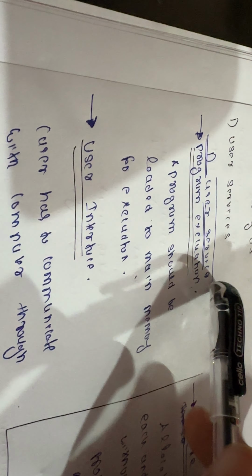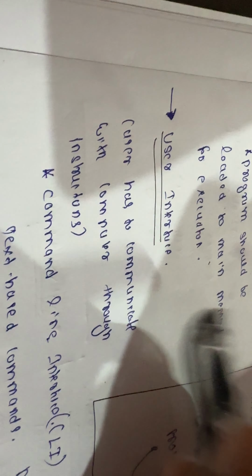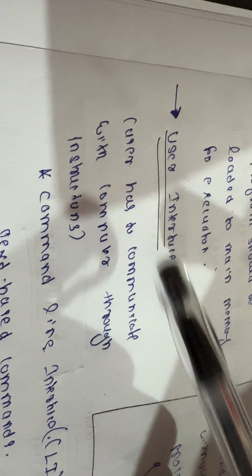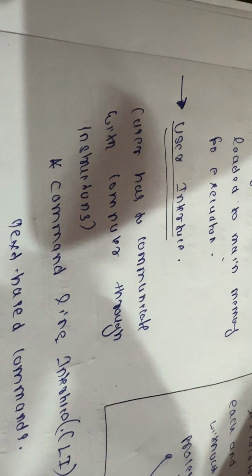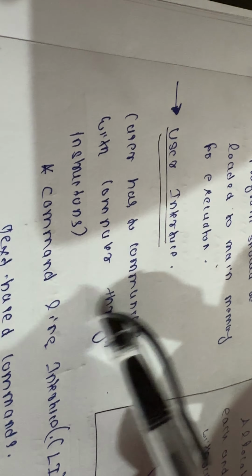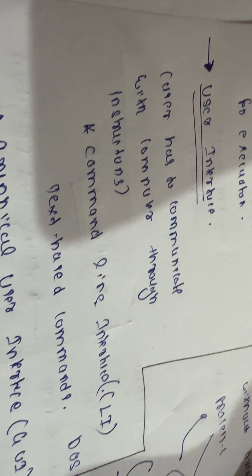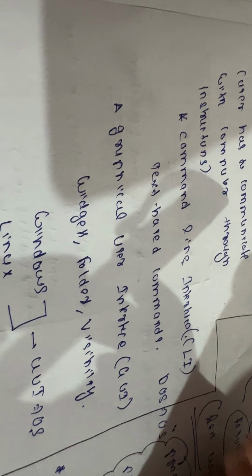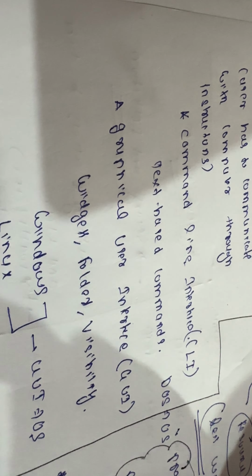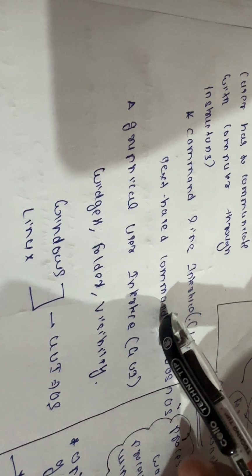The next function is the user interface. In order for the user to communicate with the computer, it is through instructions. A lot of instructions will be there, but the user interface makes it easy to communicate with the computer. So the operating system helps in this user interface.